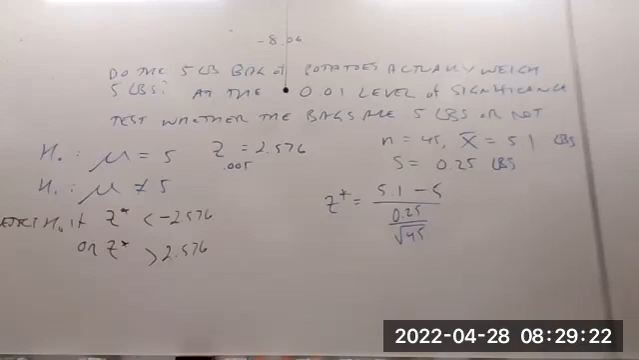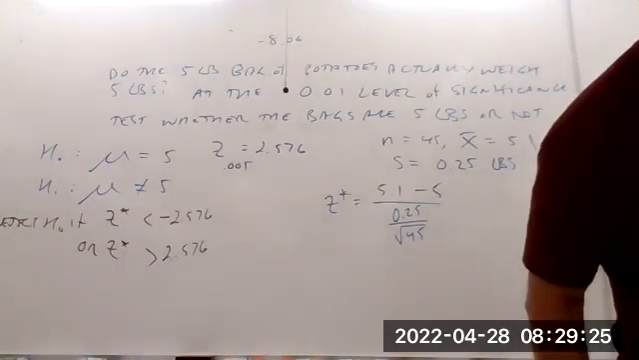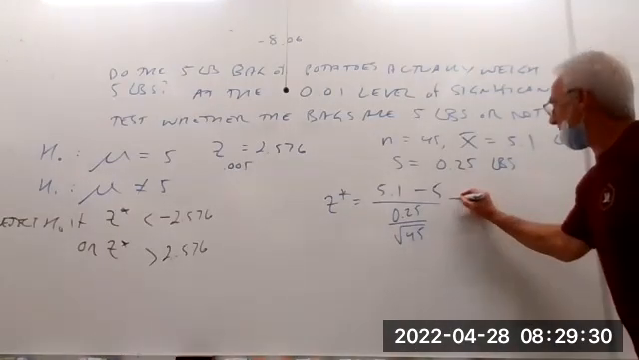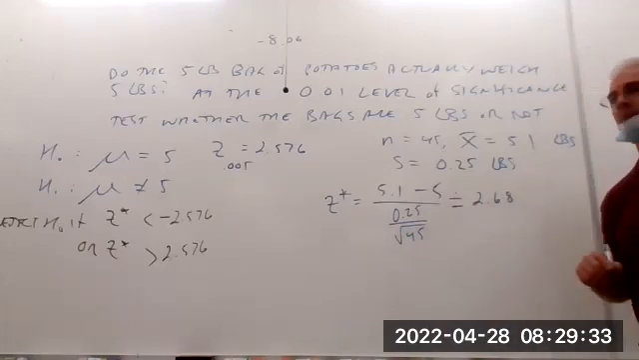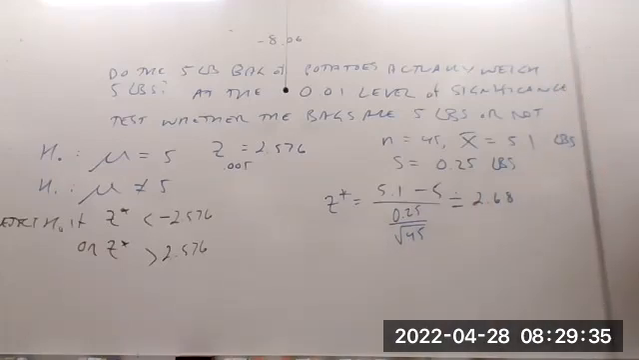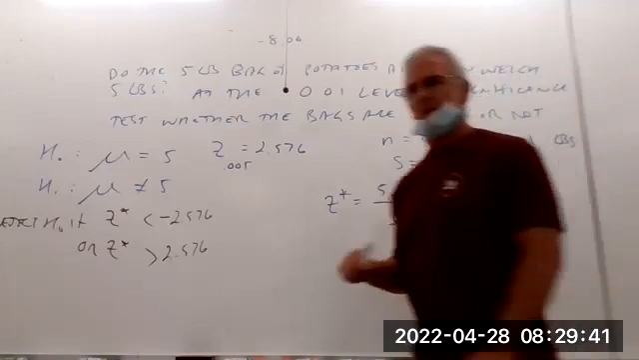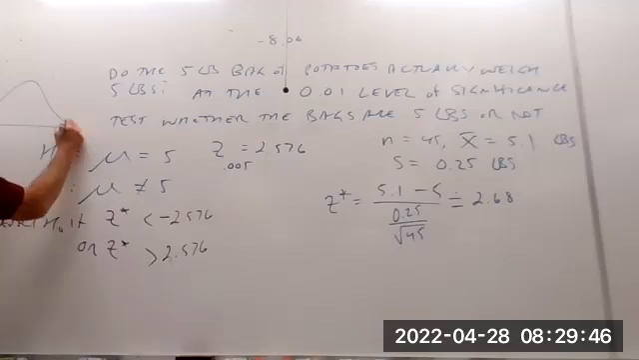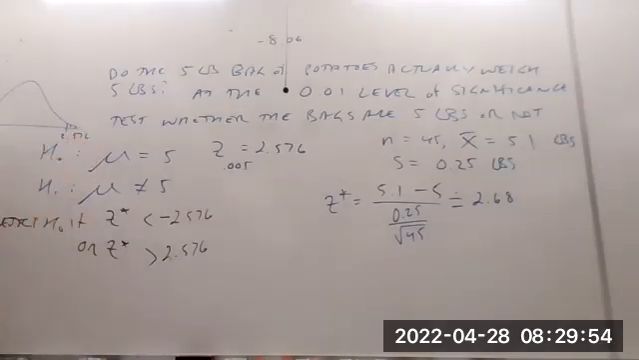Oh, you got a number. What do you got? 2.683. Okay, does anyone else get that? 2.68? So approximately 2.68. So what does that mean? Well, if I go back to my picture, we said we were going to reject if it was more negative than negative 2.576 or more positive than positive 2.576. Where does our result fall? Just barely in here, doesn't it?